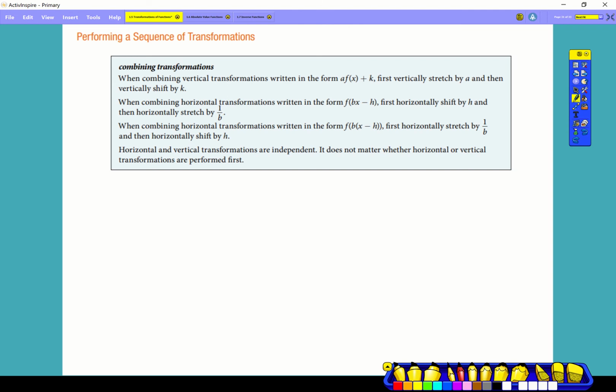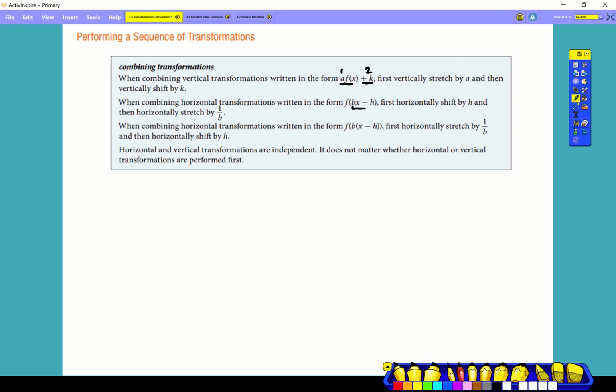Okay, so we already know the order of adding and subtracting things on the outside, like right here. That would come last. So what about things on the inside, or things that are directly multiplied by f of x? So, vertical transformations, a f of x: you will do a first and k second. So you can think of that like multiplication comes before addition. It would be like the order of operations.